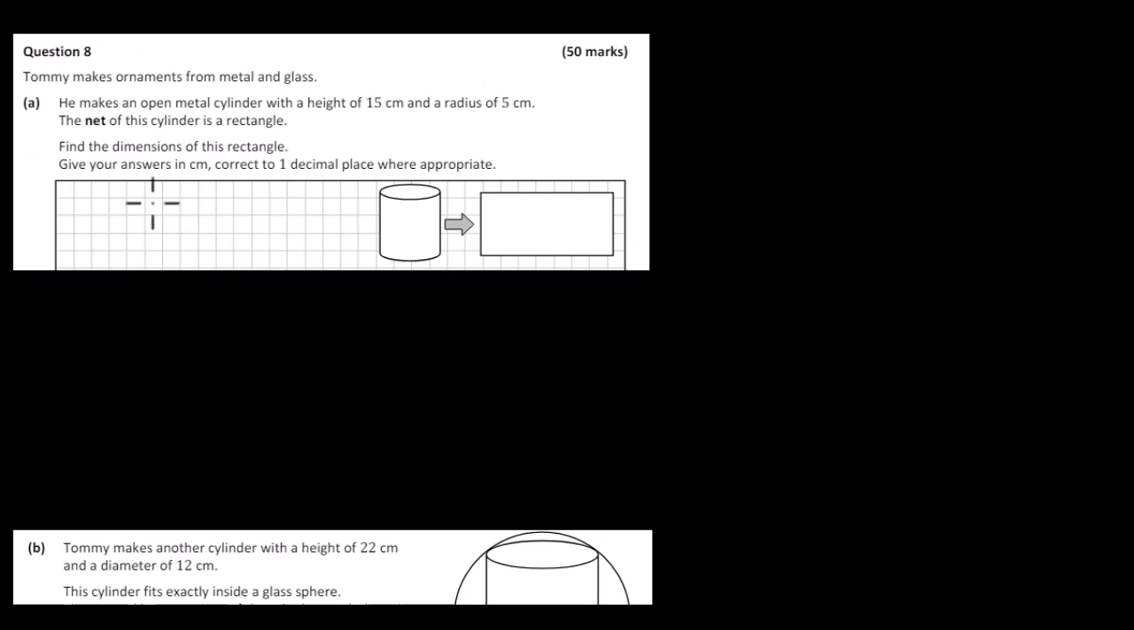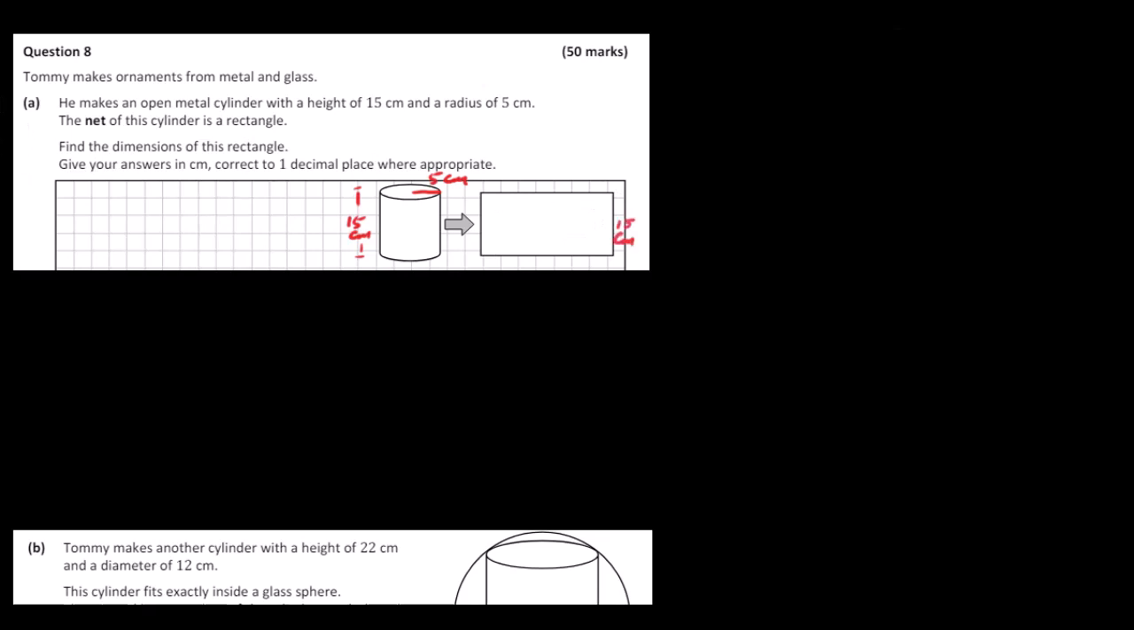Okay, so we're given some information here. We're told that the height is 15 centimeters, and we're told that the radius is 5 centimeters. So all we've got to do here is work out the dimensions of the rectangle. The height of the rectangle will be 15 centimeters. So one of the dimensions here is going to be 15 centimeters.